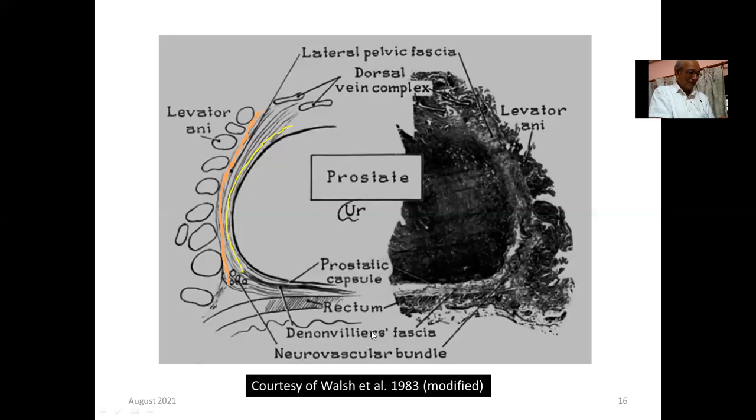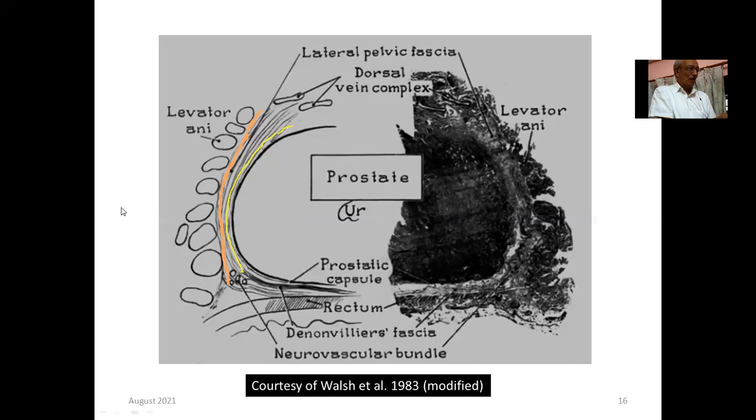At the back, there is Denonvilliers' fascia, we have discussed previously, which in the midline may be fused with the prostatic capsule, and so the incisions which are described are intrafascial, that will be outside the capsule. The yellow line is that. The interfascial and then extrafascial, all of them are there.